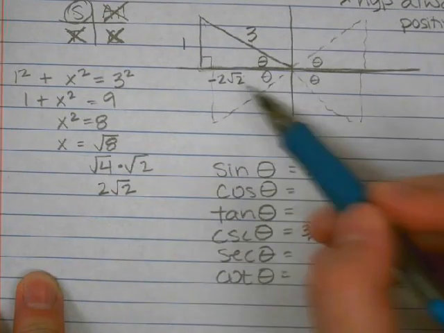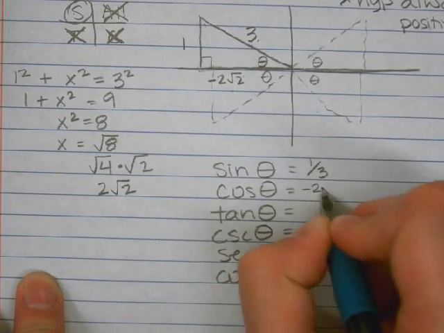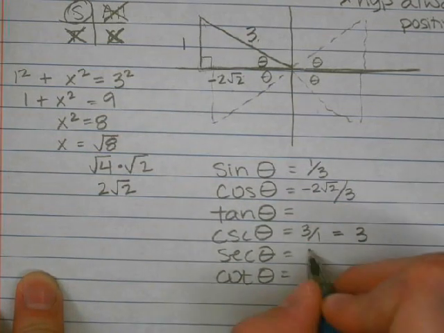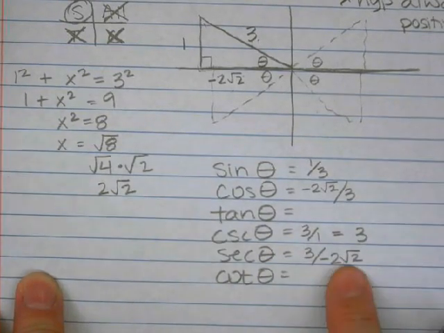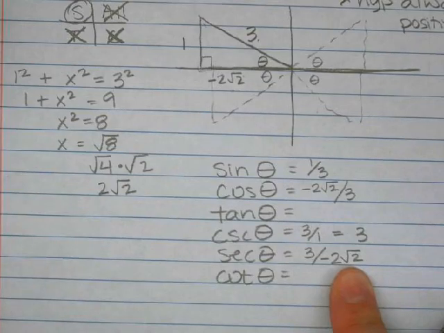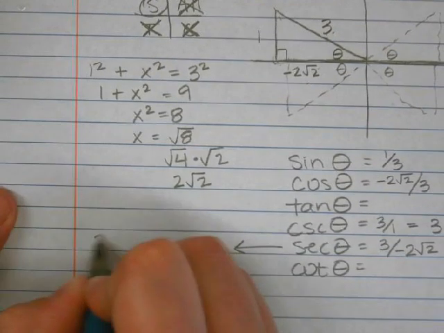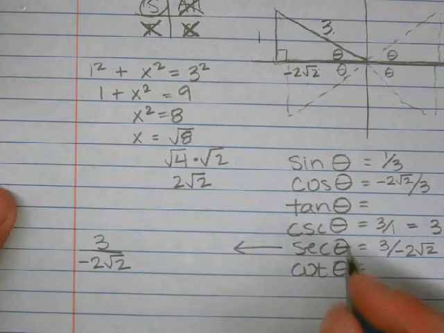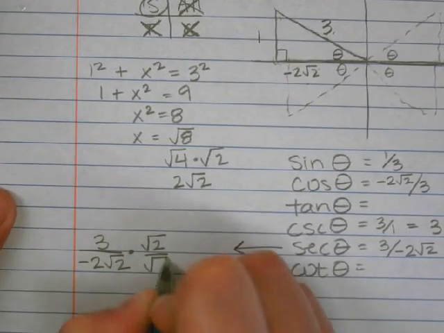Cos theta is adjacent over hypotenuse, so that is negative 2 square root 2 over 3. Secant theta is going to be the flipped version of that, so that's 3 over negative 2 square root 2. And I cannot leave that problem looking that way. So I'm going to go ahead and fix this off to the side. So 3 over negative 2 square root 2. I need to rationalize that. So I'm going to multiply that by root 2 on the top, root 2 on the bottom.